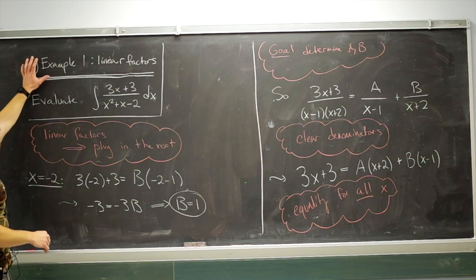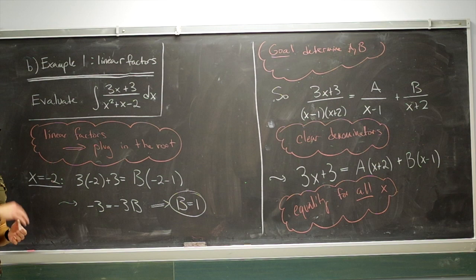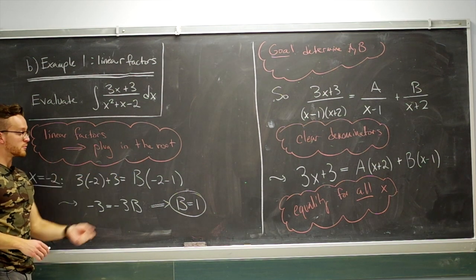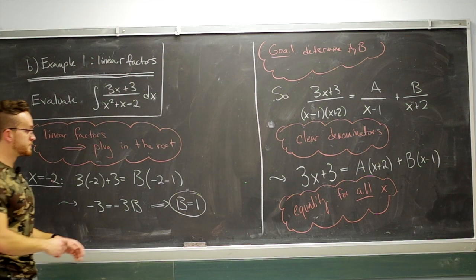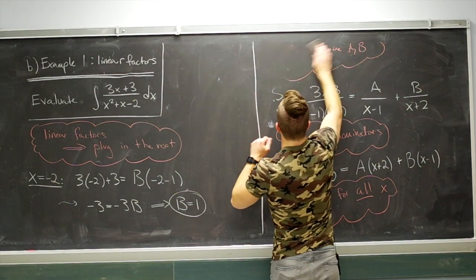So this case, when you only have linear factors, is the most ideal case. It's probably the easiest one to deal with because for all of these, you can just plug in the respective roots, and it'll immediately spit out one of the coefficients. So let's do the other one.